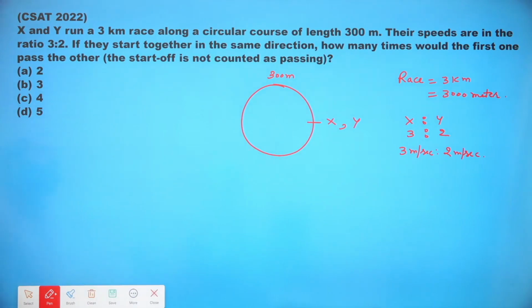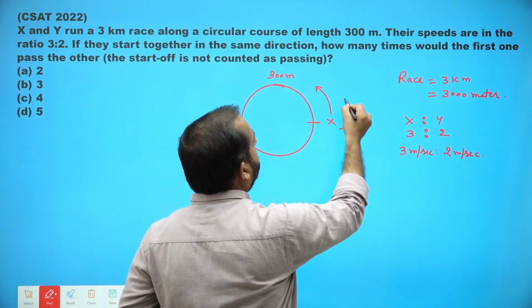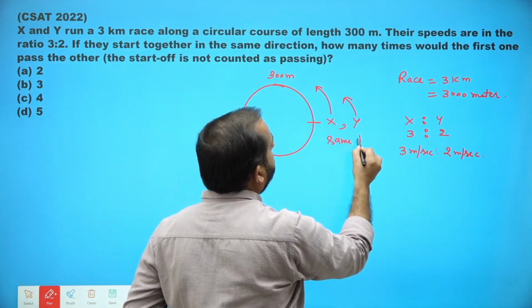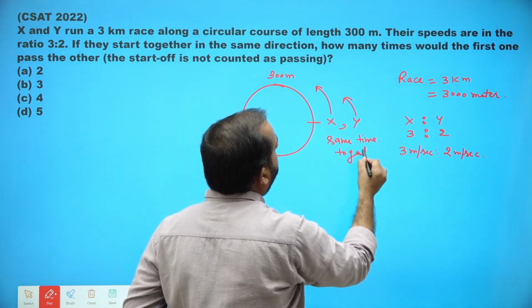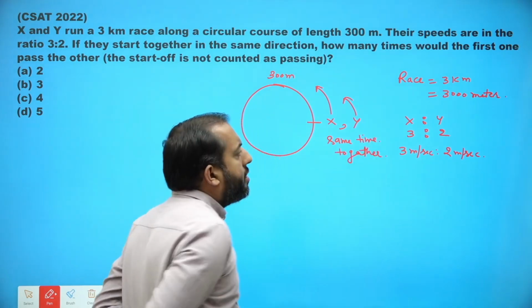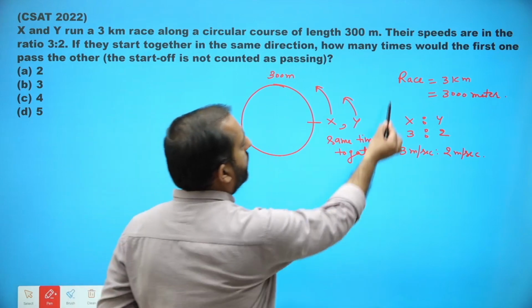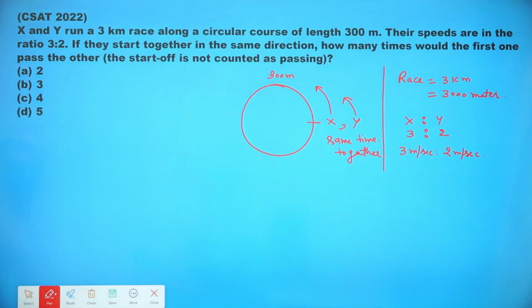If they start together in the same direction, meaning they have started at the same time, this is given to us. How many times would the first one pass the other one?